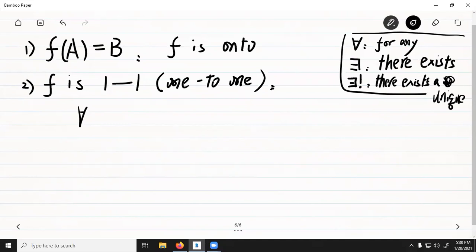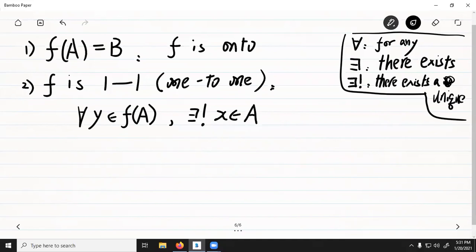So let's go back to our one-to-one function. One-to-one function means for any y in f of A, in its range, there exists a unique x in A such that y is equal to f of x. This is called one-to-one.